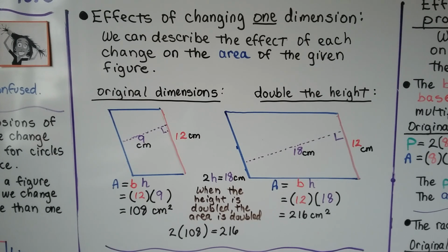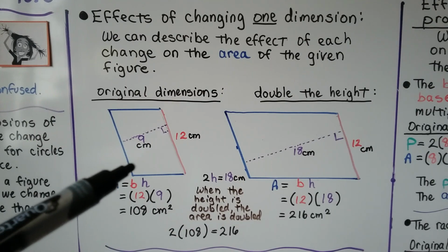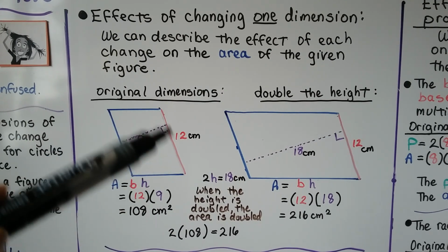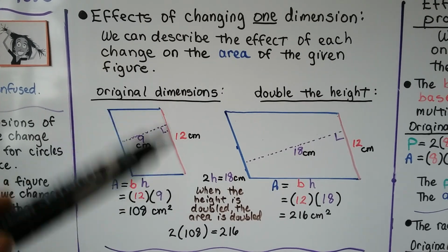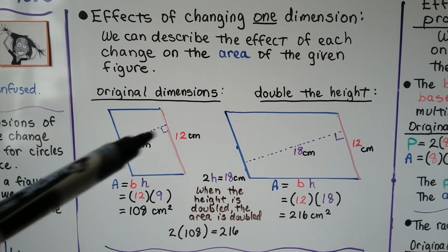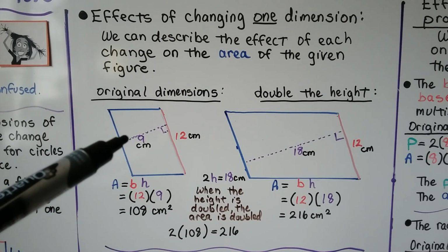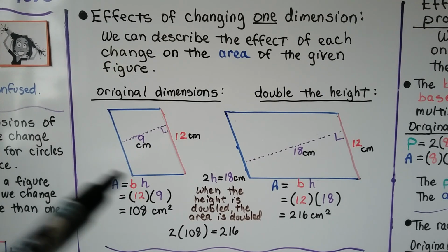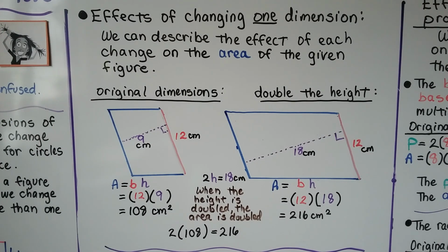We can discuss the effects of changing one dimension. We can describe the effect of each change on the area of this given figure. So we've got this parallelogram, and its original dimensions are a base of 12 centimeters, and the base is on the side. We have a height that's perpendicular to the base, that's 9 centimeters. So the area is base times height, that's 12 times 9, that's 108 centimeters squared.